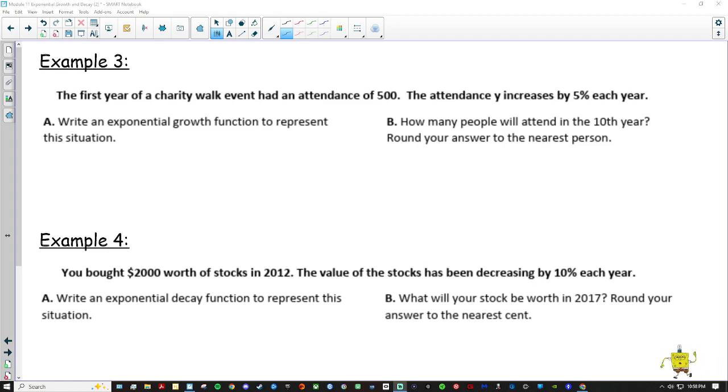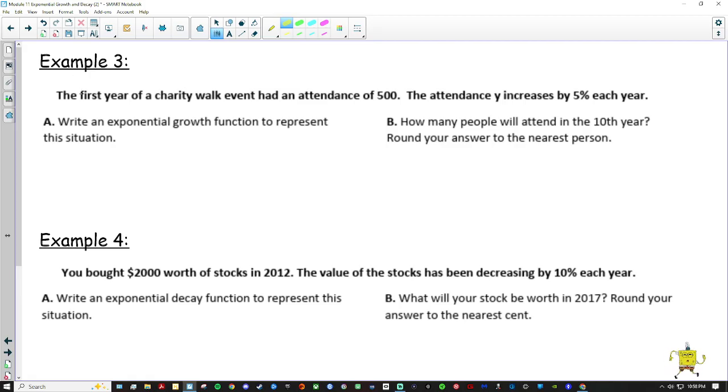All right, Algebra 1, welcome to part 2 of exponential growth and exponential decay. Here we have a full-blown story problem. I'll help you work through 2 examples right here. Example 3. First thing we always do is read the problem.